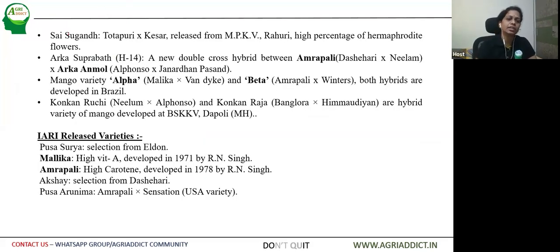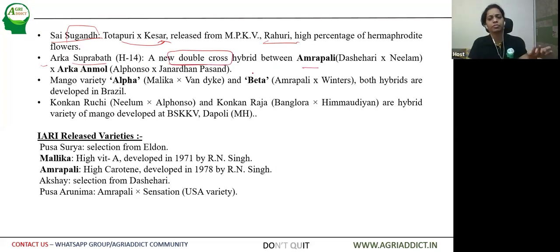And some of the other important or latest ones you can see here: Sai Sugandh, which is a cross between Totapuri and Kesar from MPKV, Maharashtra, Rahuri. It has a high percentage of bisexual flowers. You have to remember that, Sai Sugandh. Then Arka Prabhat, it is from IIHR, a new double cross. So you have to remember this double cross hybrid from Amrapali. Amrapali was released earlier from IARI. Then Arka Anmol, which is also a hybrid.